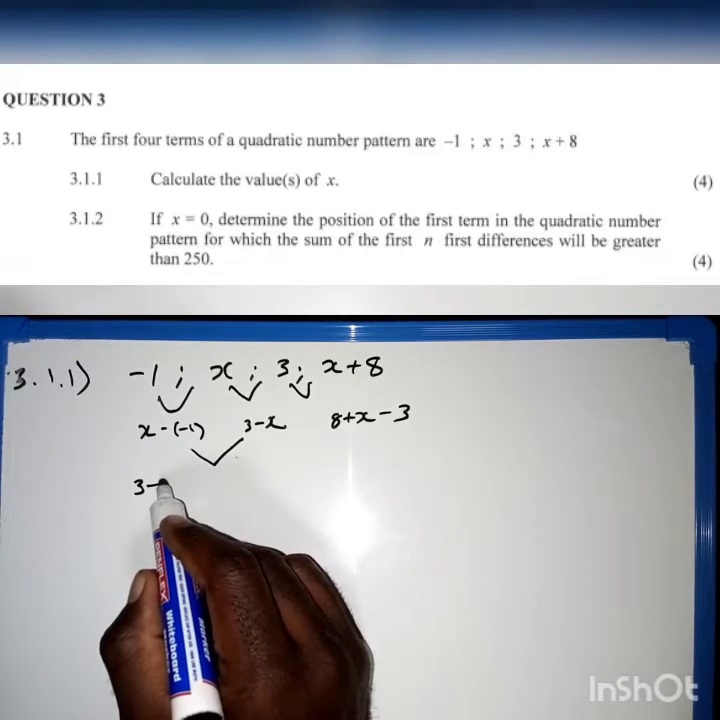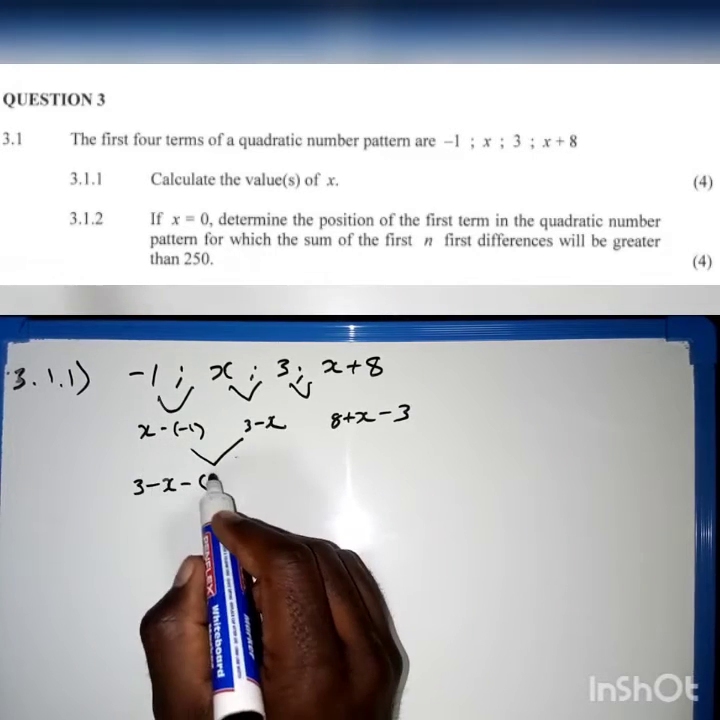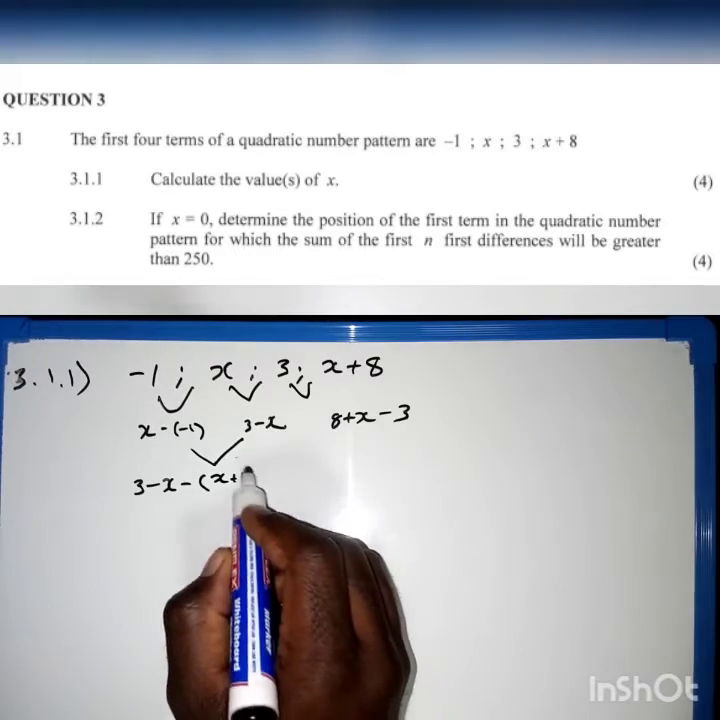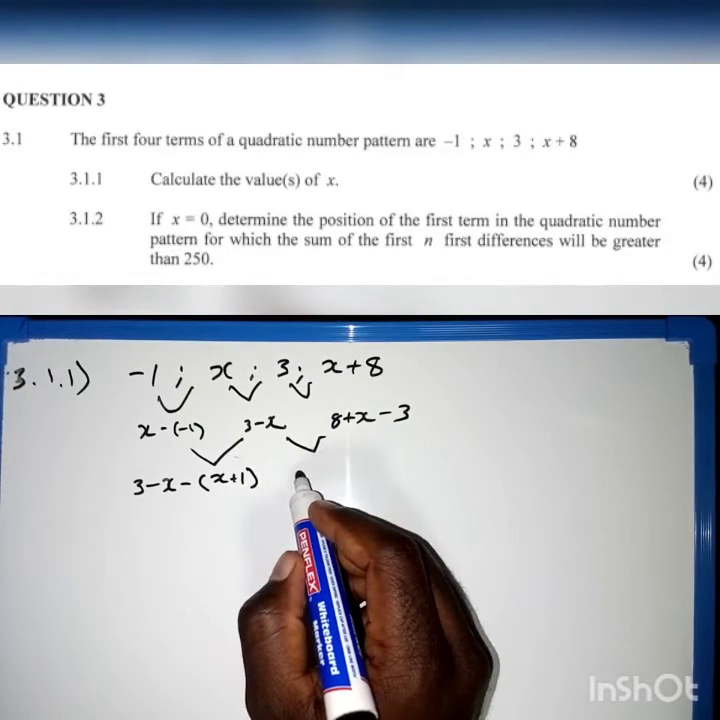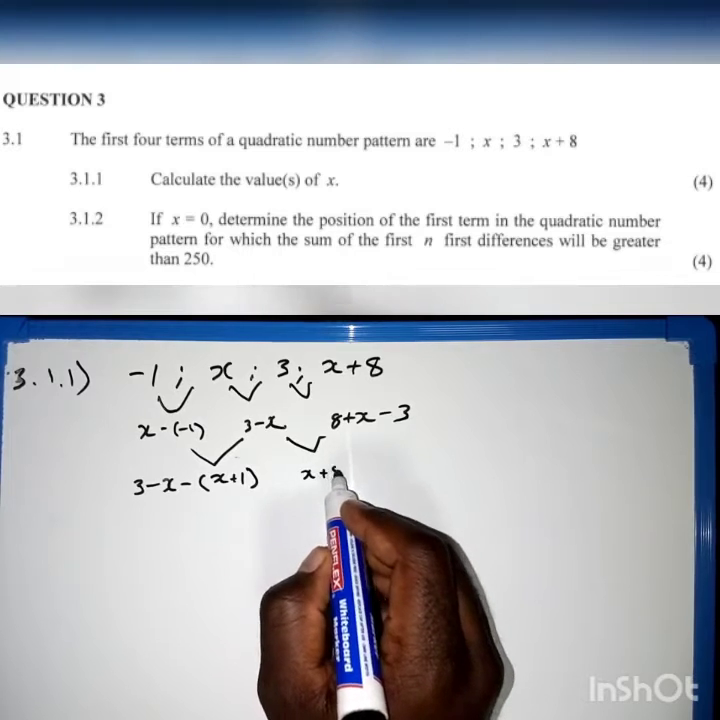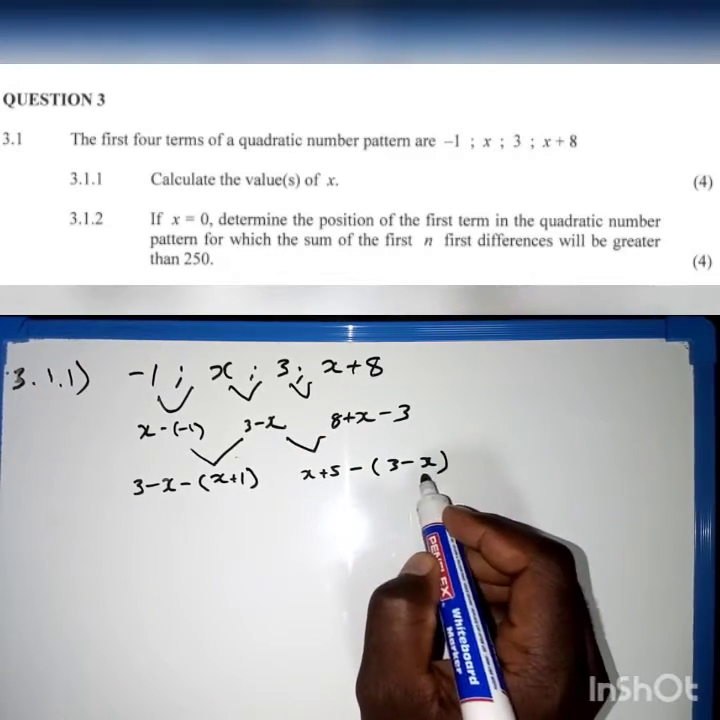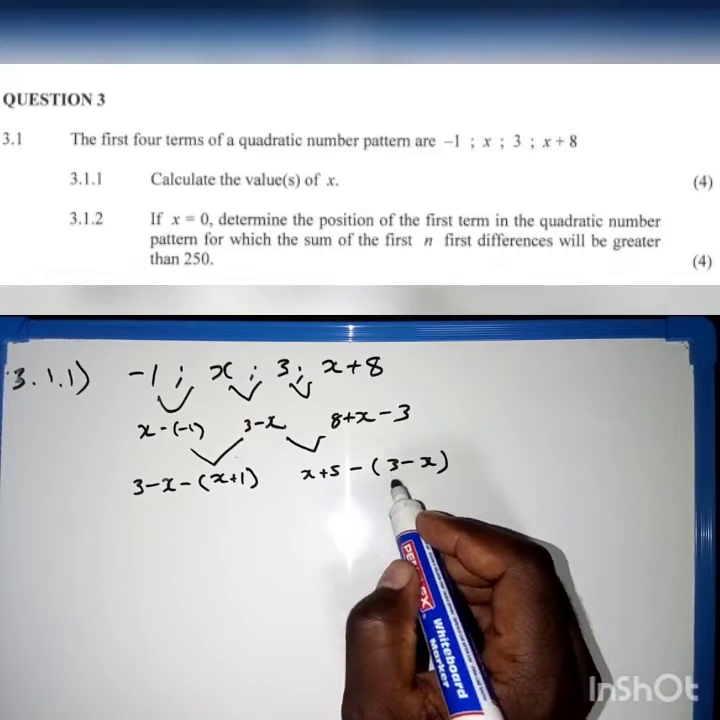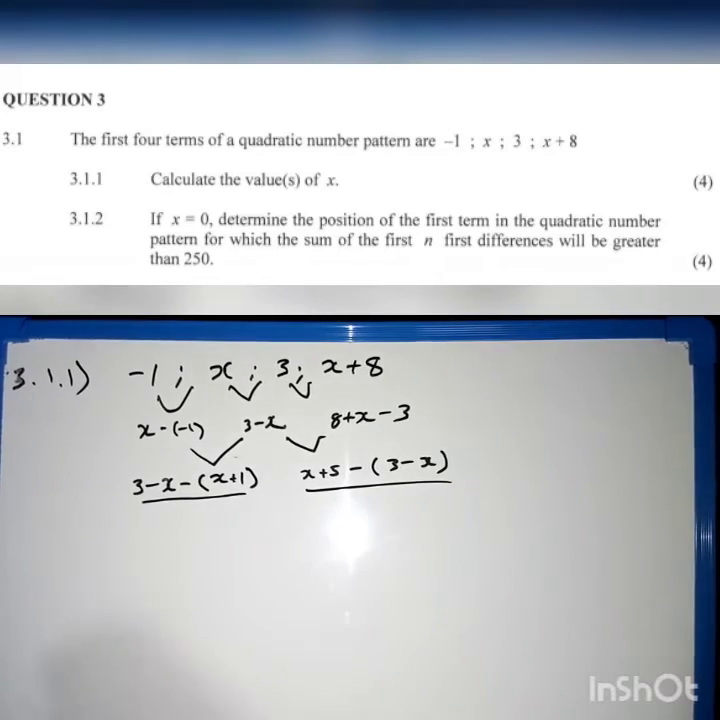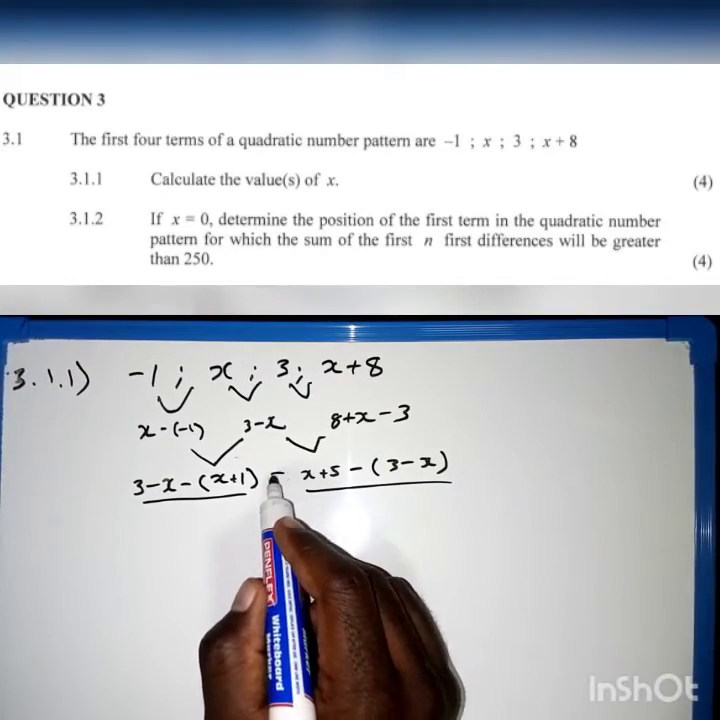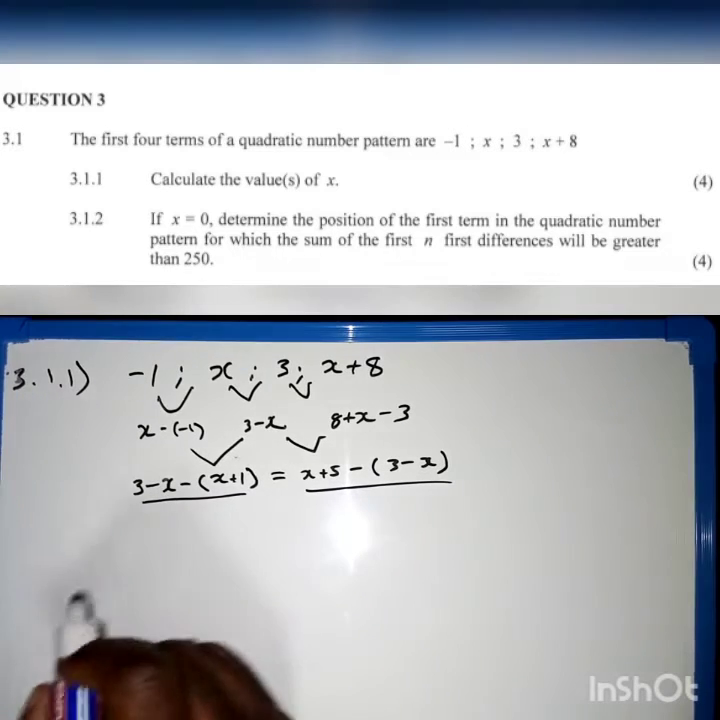common second difference. 3 minus x minus, this becomes x plus 1, and then this is 8 minus 3, which is 5, so we'll have x plus 5 minus 3 minus x. Now, because the quadratic has a common second difference, we know that these two are the same, right? So we can use it to calculate x.